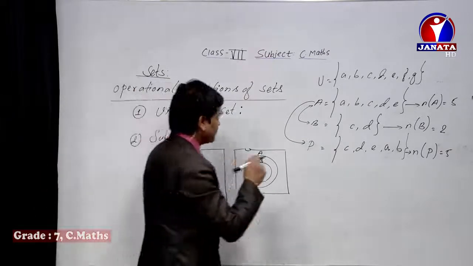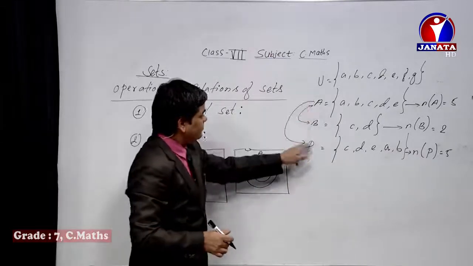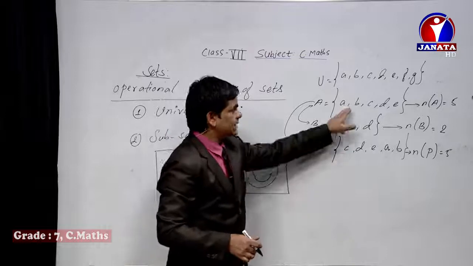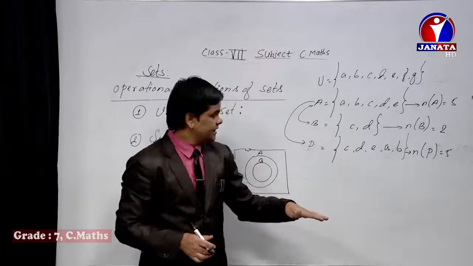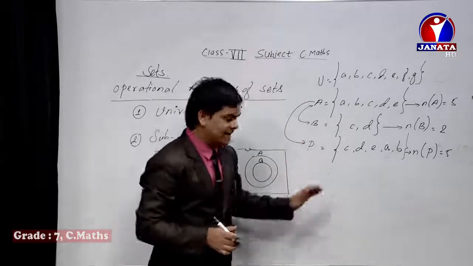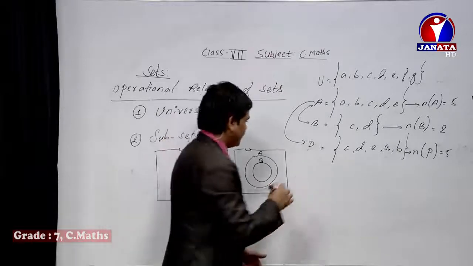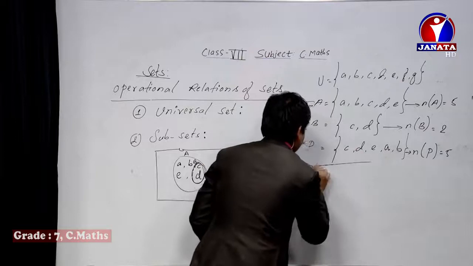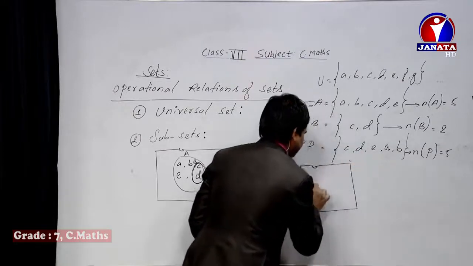Now if you have to see the relations of improper subset, that means A and P are improper subsets because they have the equal number of elements as well as they have the same elements. So if you want to establish the relations in between A set and P set, what type of Venn diagram will be prepared? Let's see here the relationship of A and P set.